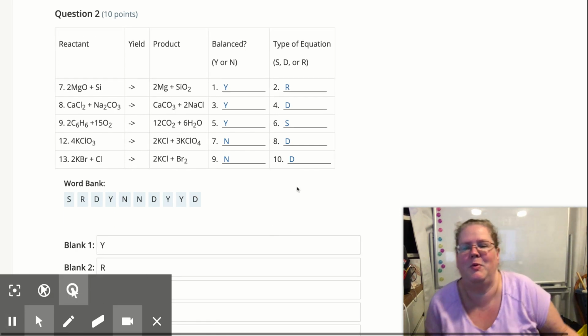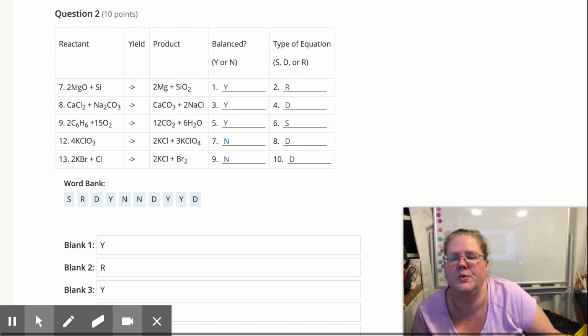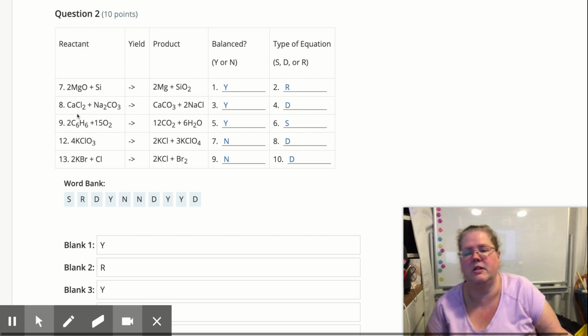Okay, now that I fixed my boo-boo, let's check this out. 2 Mgs, 2 Mgs. 2 oxygens, O sub 2 is 2 oxygens. So far, so good. 1 Si by itself, 1 Si by itself. Yes, that is a balanced equation. Let's look at number 8.